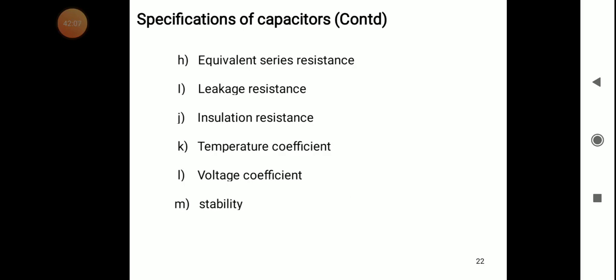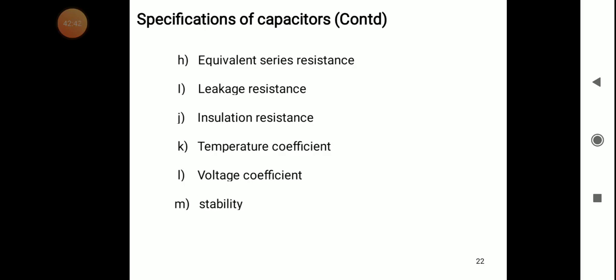And the leakage resistance, how much resistance leakage it has. The meaning is, it offers some resistance, and after that how it is decreasing that particular resistance. Another one is insulation resistance, how much opposition the capacitor has. Then the temperature coefficient: whether the capacitance depends on the temperature or not is given by the temperature coefficient.